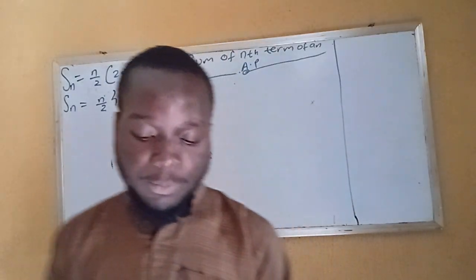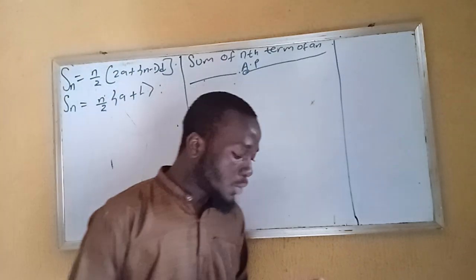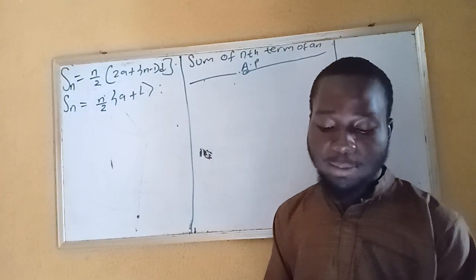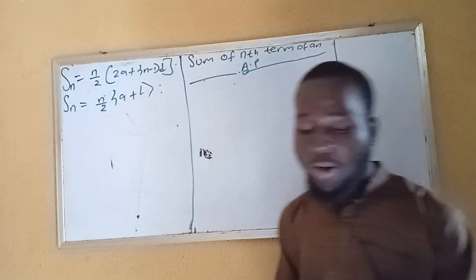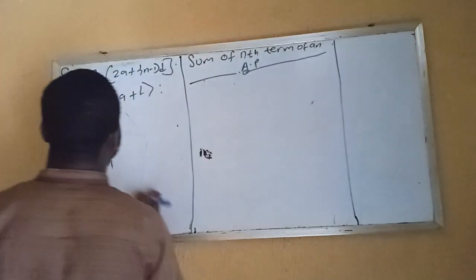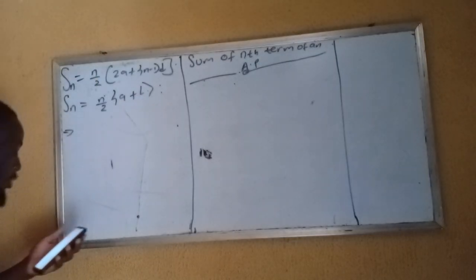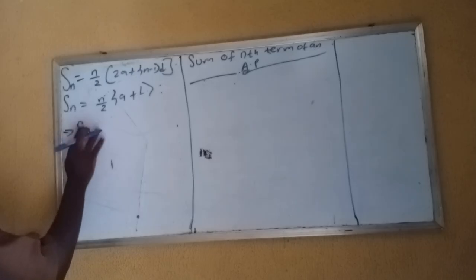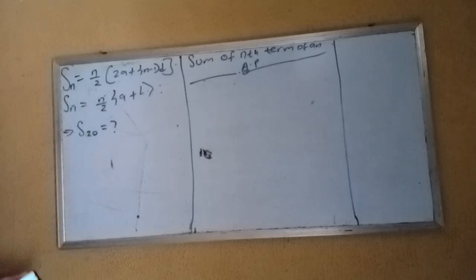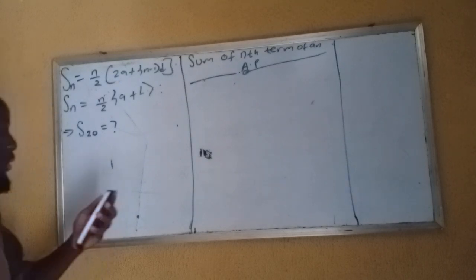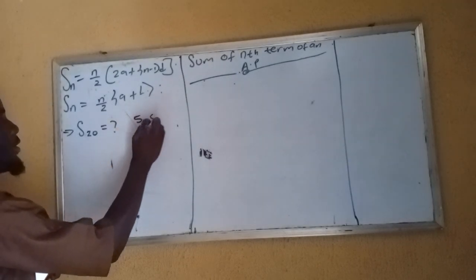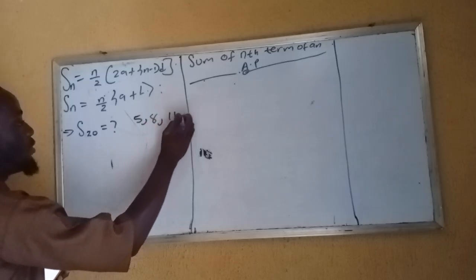So let's take a question, guys. Find the sum of the first 20 terms of an AP in the sequence 5, 8, 11. We have to find the sum of the first 20 terms, S20. That is the question, given the sequence 5, 8, 11, and so on.